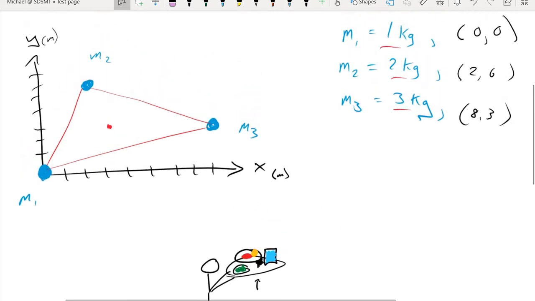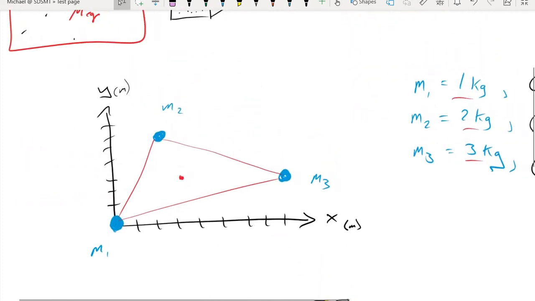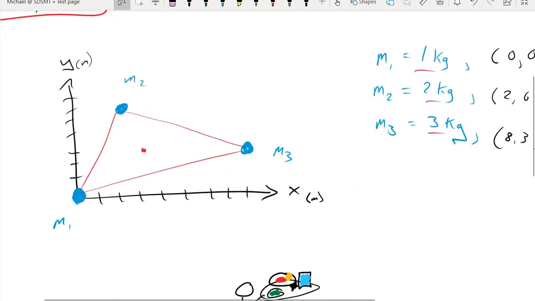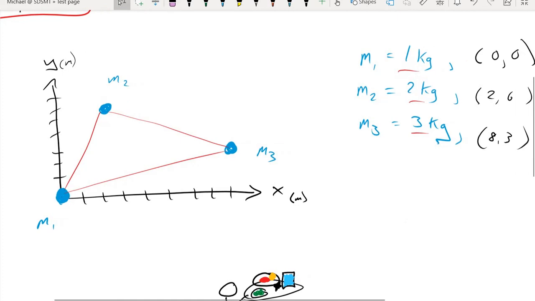When it comes to the way that we've laid out the masses, it makes sense that the center of mass for the system should be closer to the larger mass in the system. So instead of having our center of mass right at the center point of the three masses, we're probably going to have to shift it over closer to the third mass.